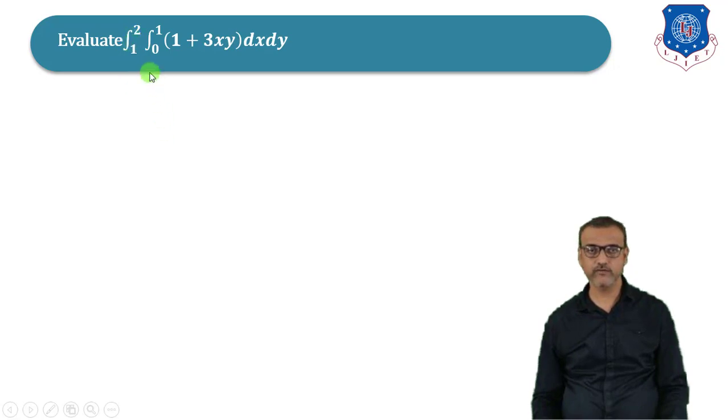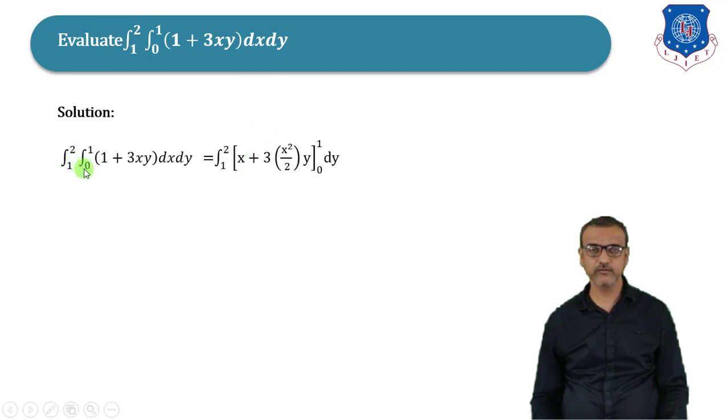So whenever both limits are constant, you can integrate the given function of x, y with respect to x first, then with respect to y, or with respect to y first, then with respect to x. Choice is yours. Whenever you integrate first with respect to x, you have to keep y constant, and whenever you integrate first with respect to y, you have to keep x constant. Now here is the solution.